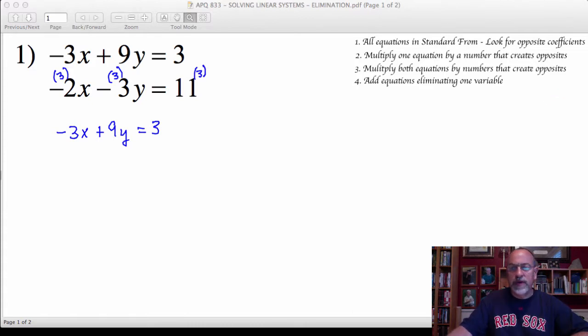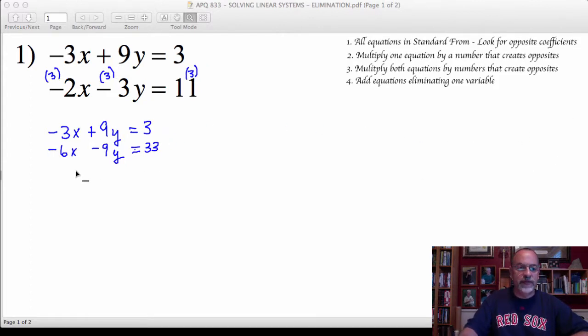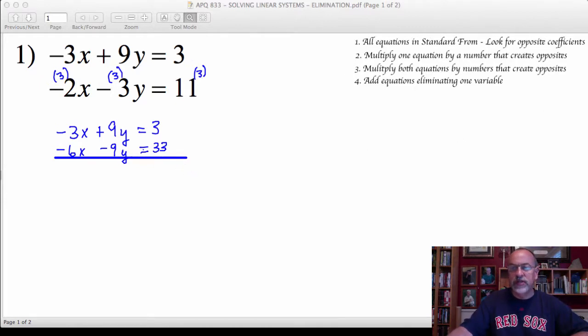So multiplying by this 3, I have 3 times -2, which is -6. 3 times -3 is -9. There are the opposites that I wanted. And then 3 times 11 is 33. So I have created opposites, and I can go ahead and add these two new equations together to eliminate that y variable.